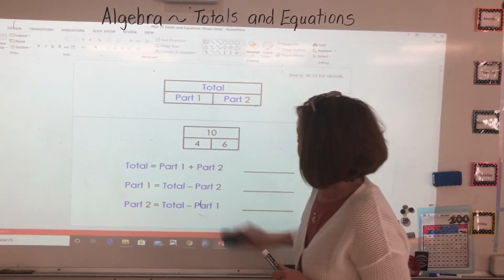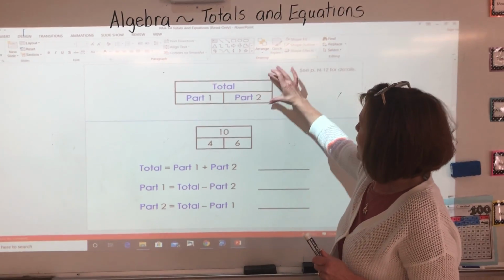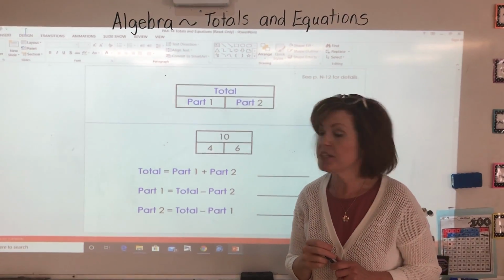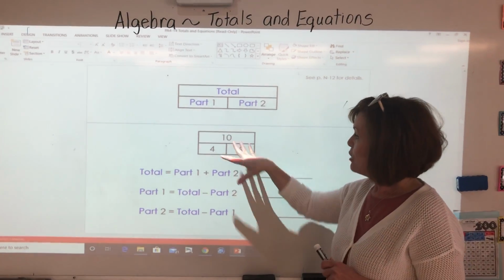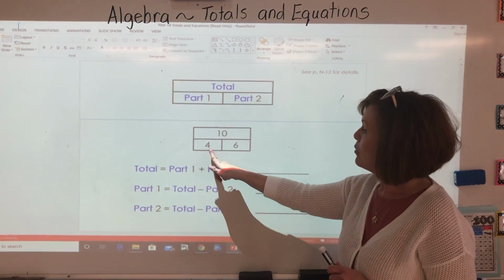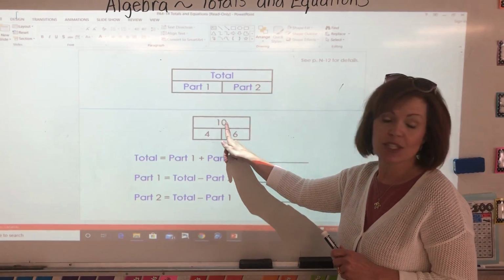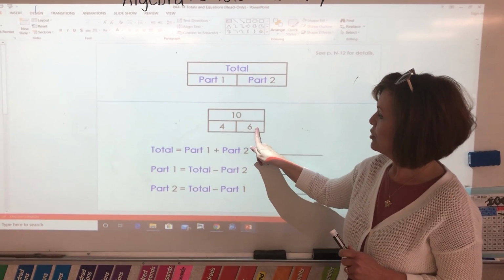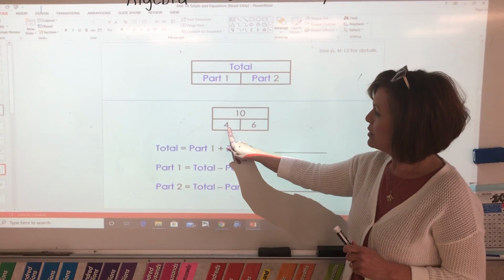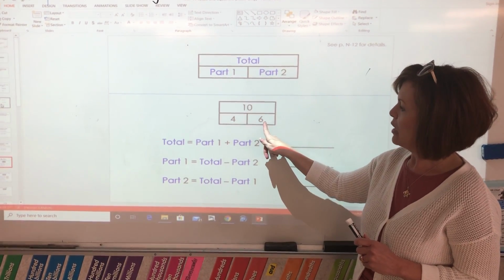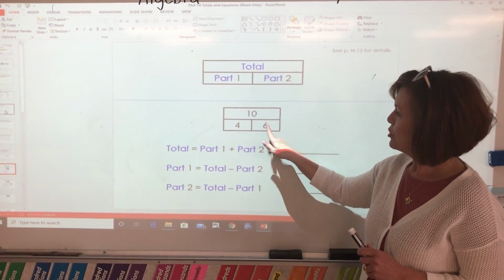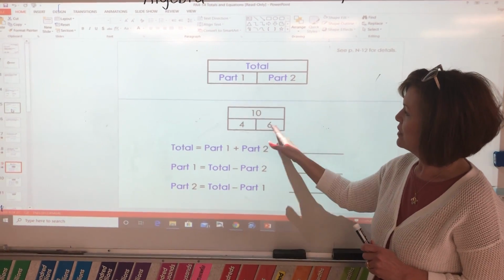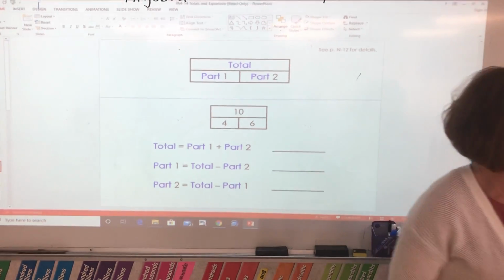Again, here is the new method of writing this total with part 1 and part 2 in the equations we're doing in algebra today. So here's an example. Let's say there were 10 kids playing outside. 4 were boys and 6 were girls, 10 students altogether. So how do I find that total? Well, I add part 1 and part 2. If part 1 was missing, I could take the total and subtract part 2. Or if part 2 was missing, I could take the total and subtract part 1. There's different methods to solve when you have a missing part.